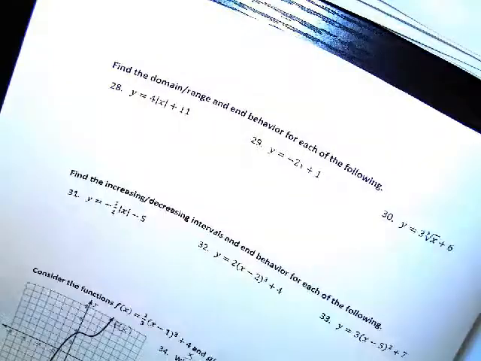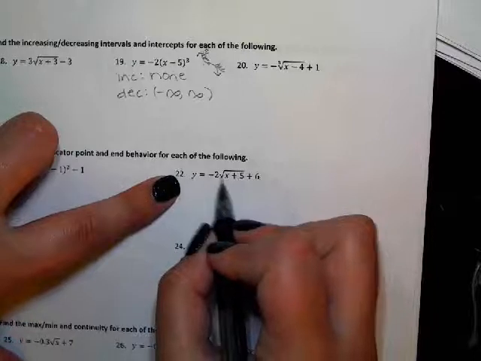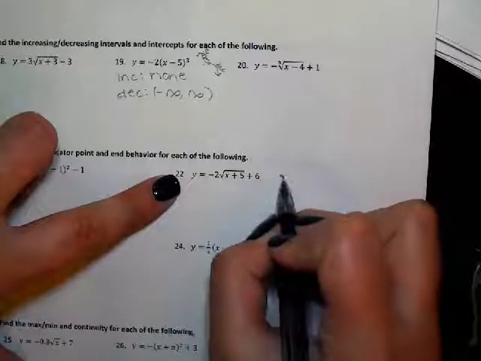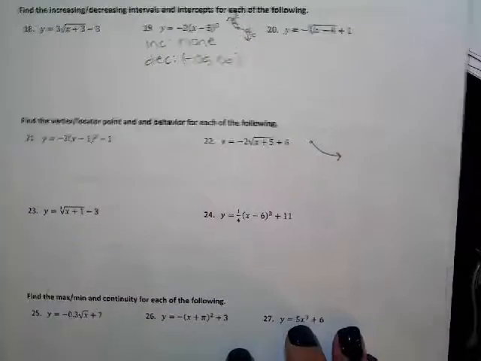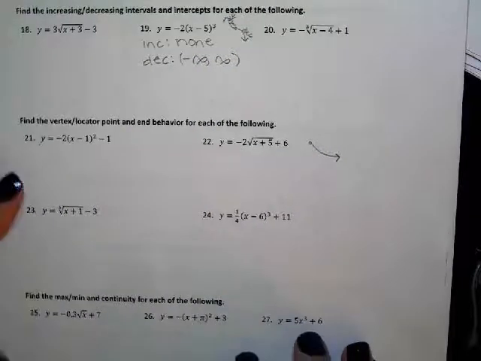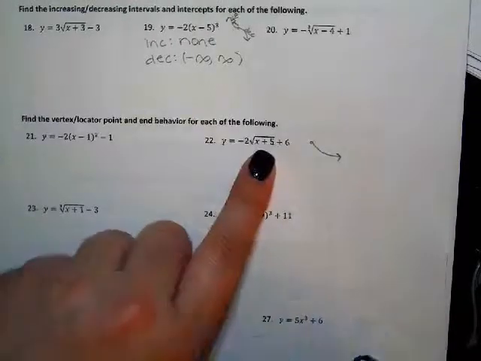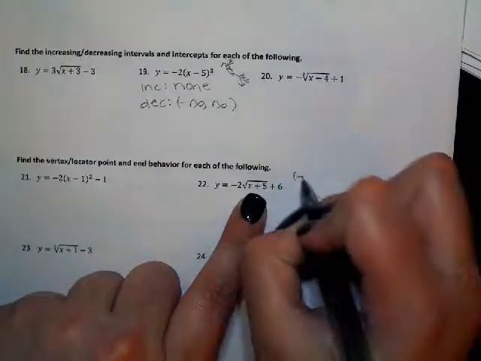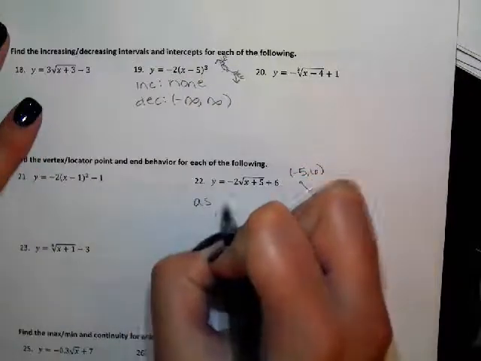22? Okay, so 22 is a square root graph. It is upside down, so 22 looks something like this. Can somebody tell me what the locator point is for 22? Because we are going to need to think about that for the end behavior. So what's the locator point? 5, 6. Okay, so for end behavior, we're going to say, as we look at the left arrow, as we look at the right arrow.